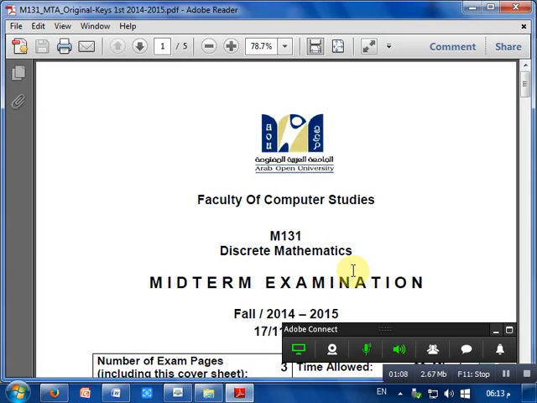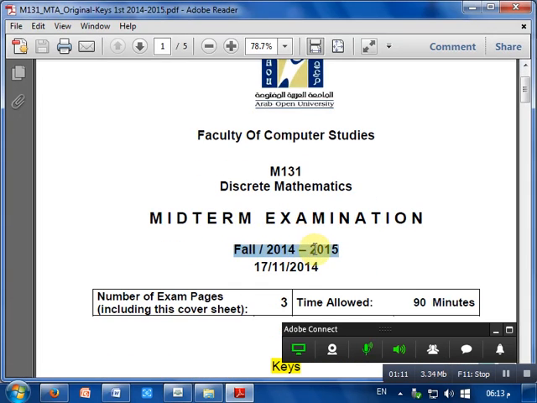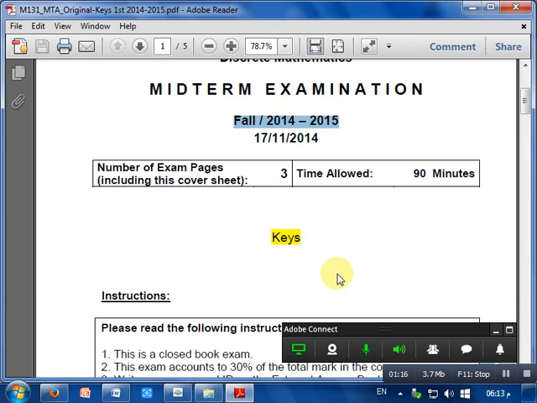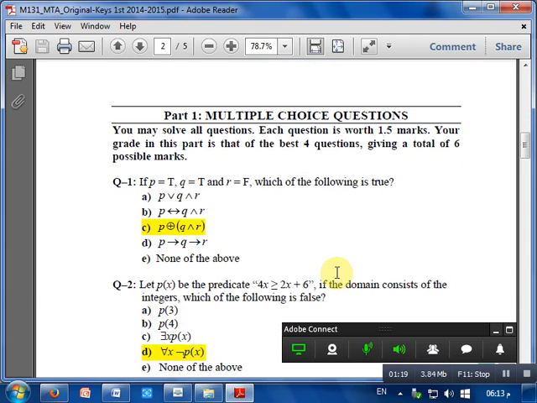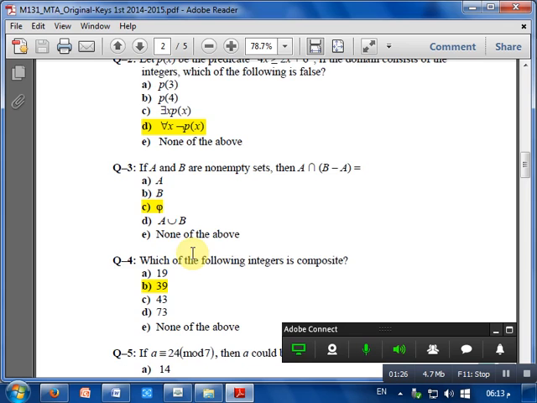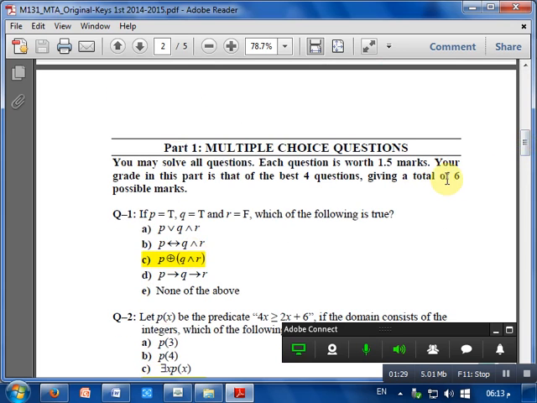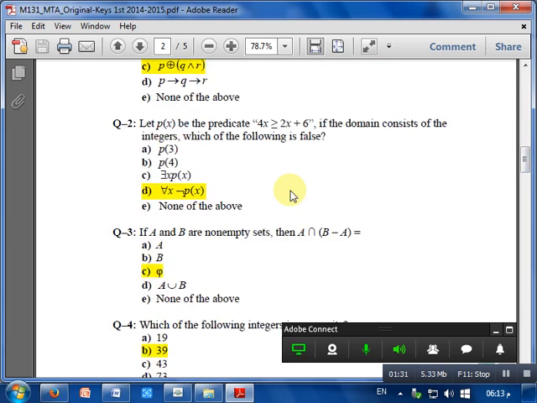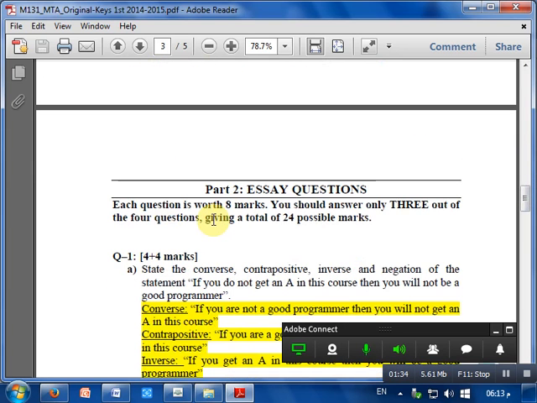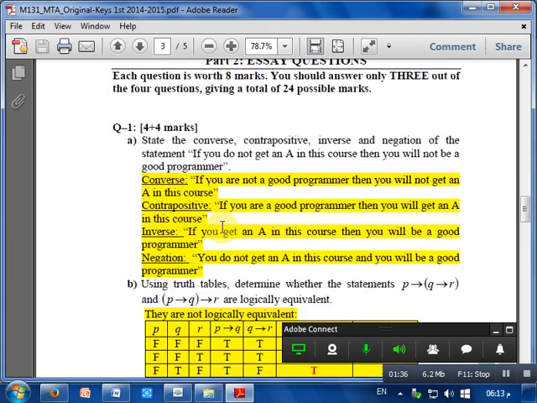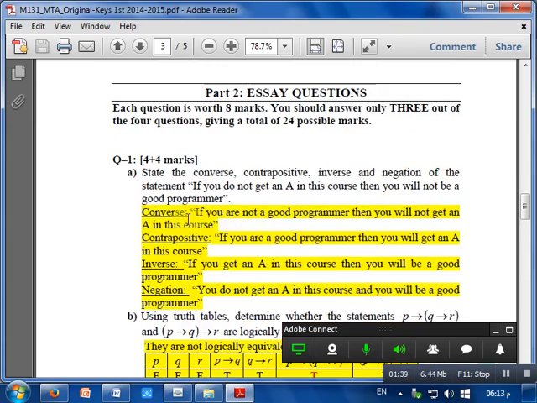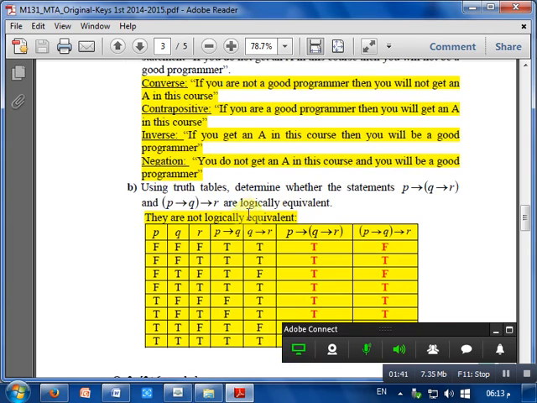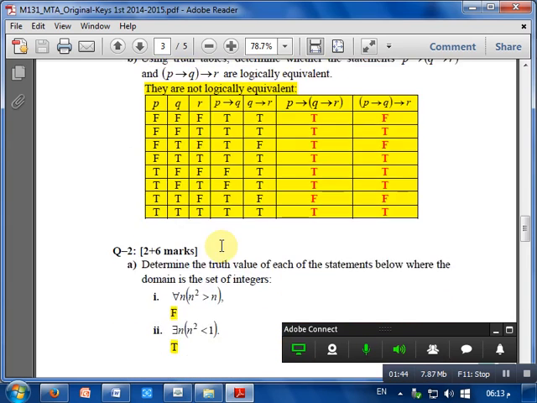I'll take the original paper. This is for the fall 2014, the first semester. First part you have multiple choice, which is 1.5 marks each, and it's 5 questions, and then second part you have an essay question, as well as a truth table to solve.